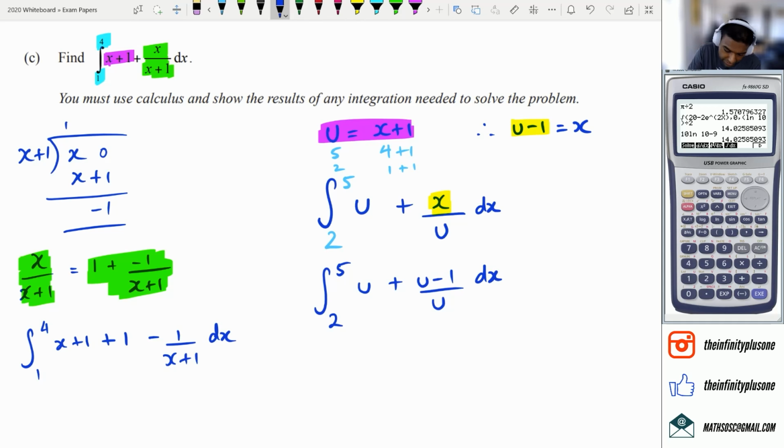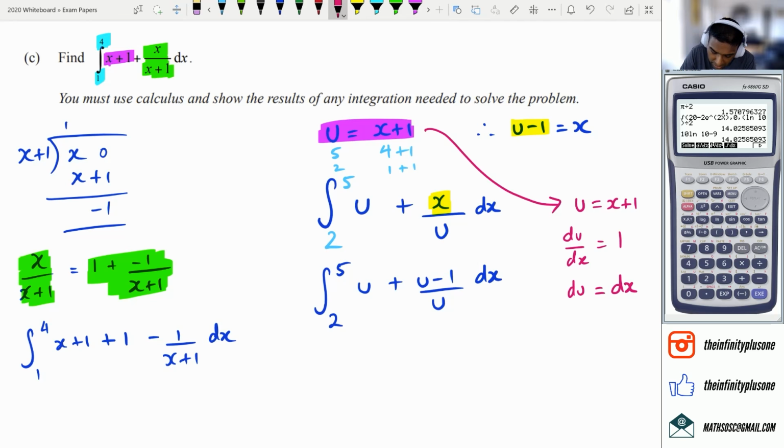So I need to get rid of the dx. The way I'm going to get rid of the dx is by differentiating u, because u is equal to x plus 1, which means du over dx equals 1. Cross multiplying, I get du equals dx. Because du is equal to dx, I can replace the dx in the next line with du. So this all becomes the integral from 5 to 2 of u plus u minus 1 over u du. Now just integrate it, and you're good to go.